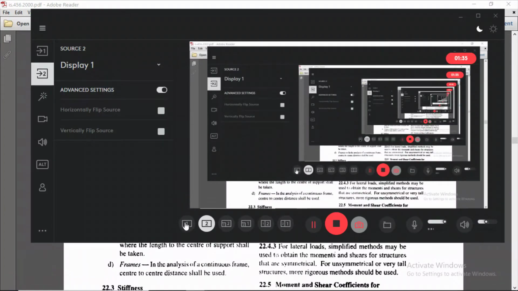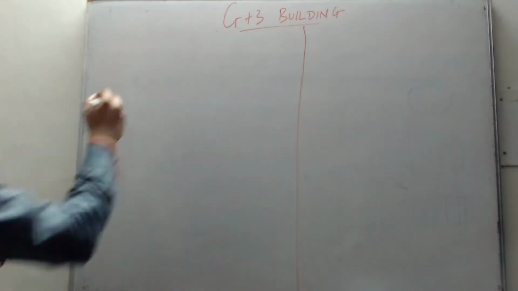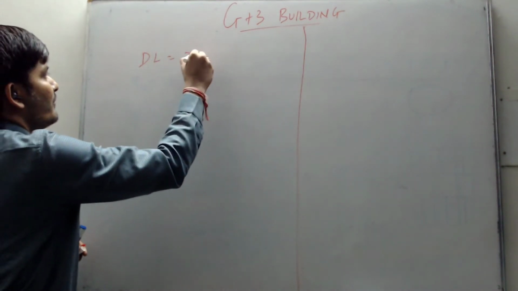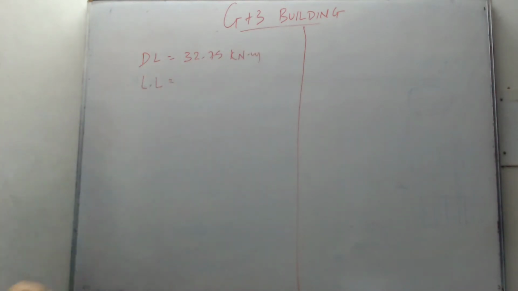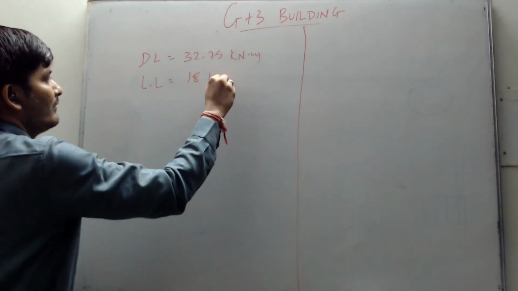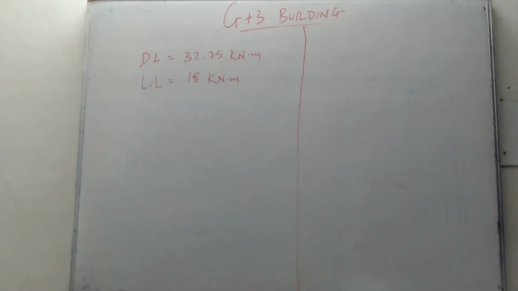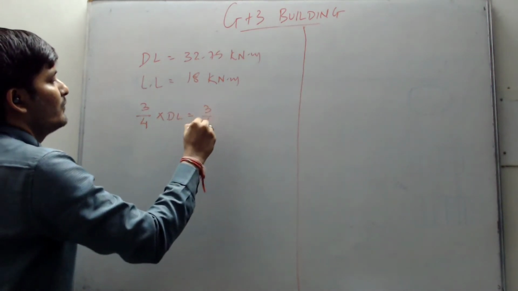If you can remember, we have calculated our dead load as 32.75 kilonewton per meter, and live load we have calculated as 18 kilonewton per meter, right? So now we need to check our condition. First we need to find out 3/4 of dead load. So let us calculate 3/4 multiplied by dead load, which is 3/4 multiplied by 32.75.